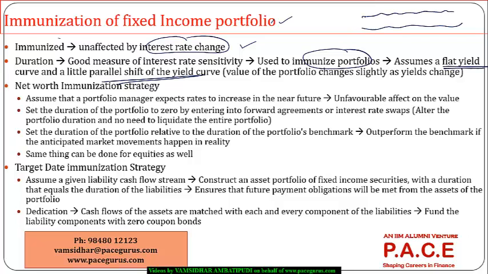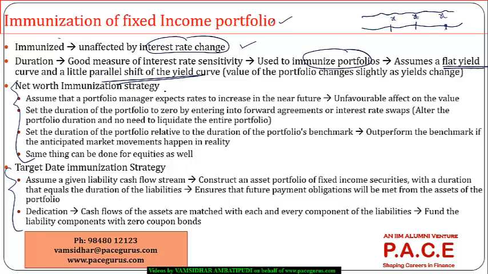Very parallel shift, a small parallel shift in the yield curve, which means if the interest rate of 2 years changes by some amount x, we see that the 5-year interest rate also changes by the same amount x, and the 10-year interest rate also changes by the same amount x. That is what we are talking of, a parallel shift in the yield curve. So duration can be used only for that kind of a purpose, and theoretically we talk about two different kinds of immunization strategies. One being the net worth immunization strategy.